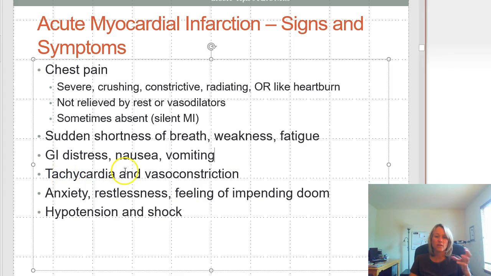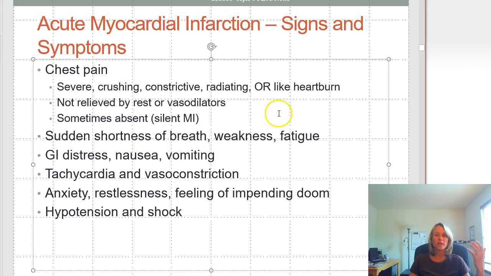Tachycardia and vasoconstriction, which can cause pallor of the skin. Diaphoresis, not shown here. Anxiety, restlessness, a feeling of impending doom. Hypotension, because the heart is not pumping out efficiently, and that can lead to shock, cardiogenic shock. I do want to mention just again that a lot of these are kind of classic signs, but they can present very differently, particularly in women.